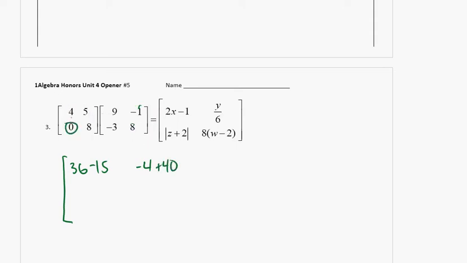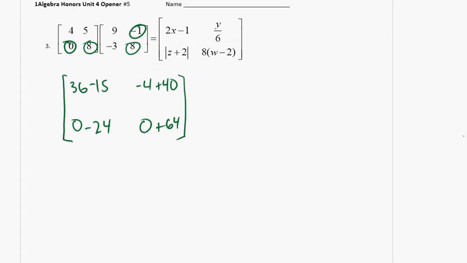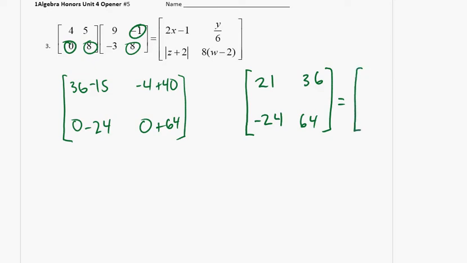And then I'm going to do 0 times 9, which is 0, plus 8 times negative 3, which is negative 24. And finally, I'm going to do 0 times negative 1, which is 0, and 8 times 8, which is 64. Alright, so we do our little bit of simplifying here, and then we'll rewrite our matrix equation in just a moment. So that matrix ends up being 36 minus 15 is 21, and this is negative 24, and this is 36, and this is 64. Alright, and that equals this matrix.